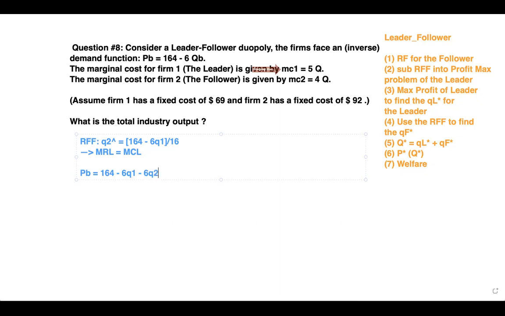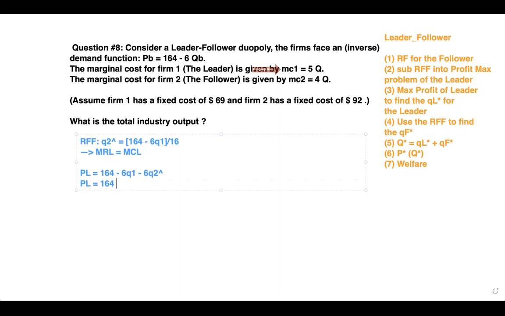Okay, so that looks familiar, right, Arslan? Yeah. And then we want to put the, notice I put a little caret there, so we want to put the reaction function for firm 2 in there. So I'll put PB, and just depending upon the way you want to do this, you could say this is the residual demand for the leader. That's fine.